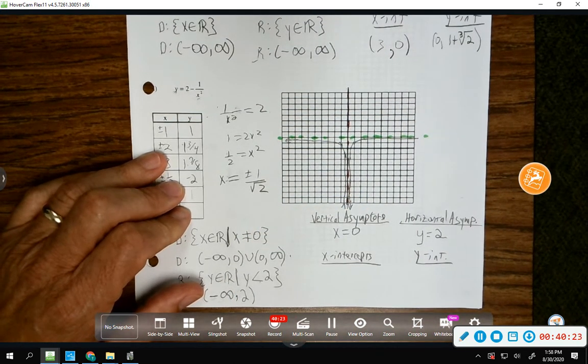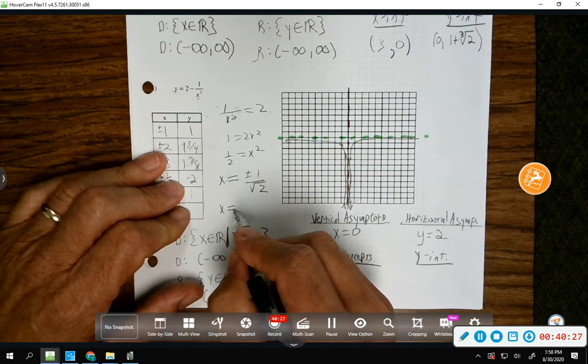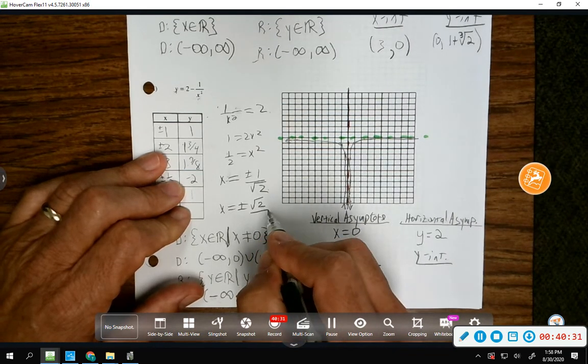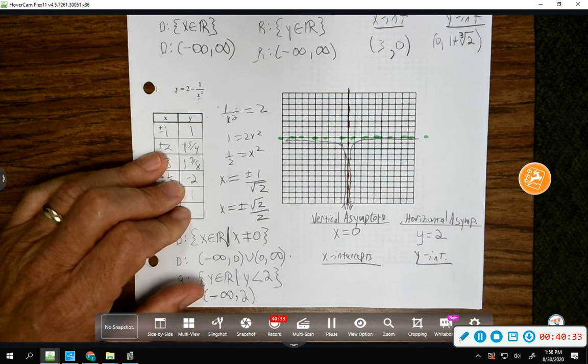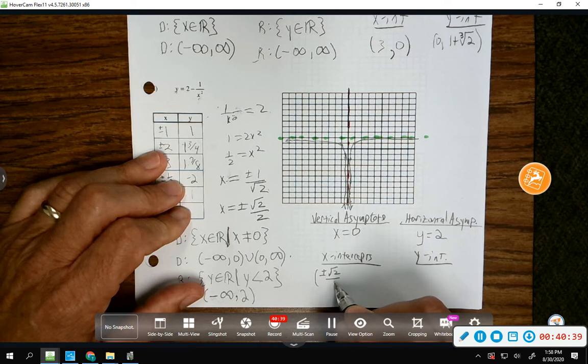Now, I want you to know, if it's numerical, we will rationalize. Multiply by the square root of 2 over the square root of 2. And I'm going to write it like that. It's 2 x-intercepts, but I can write them both at the same time. Square root of 2 over 2, comma, 0.